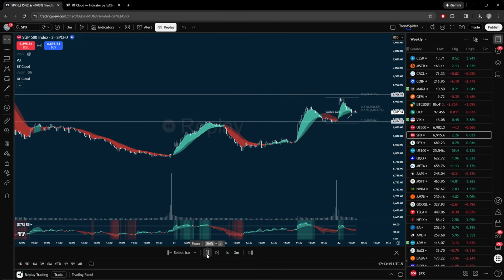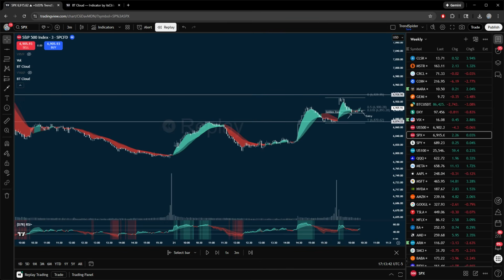Perfect. Price just broke above the 0.5 Fibonacci level at 6,900. This is our entry signal. Let me quickly confirm all our conditions are met. BT Cloud is green, check. Price retested golden zone and bounced at 0.618, check. Price broke above 0.5 fib at 6,900, check. All systems are go. Now I'm opening the options chain to select our strike.